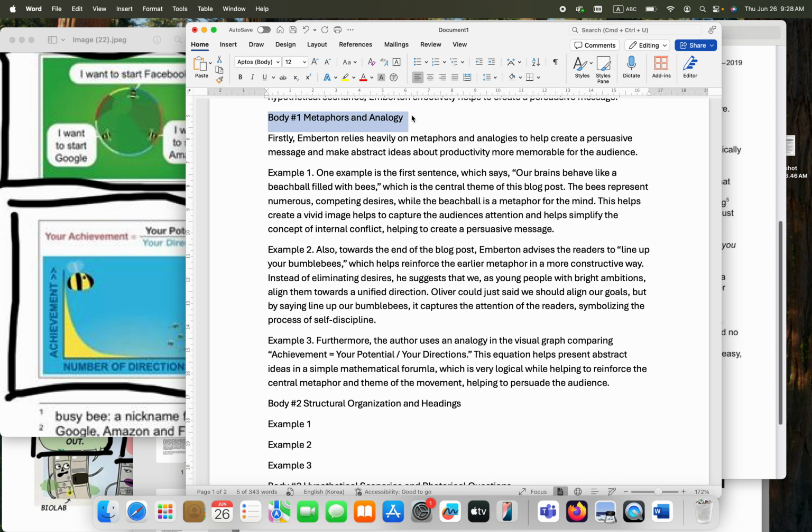So this will be your second paragraph, as first body paragraph, metaphors and analogy. So let's move on to the second body paragraph, which will be structural organization.